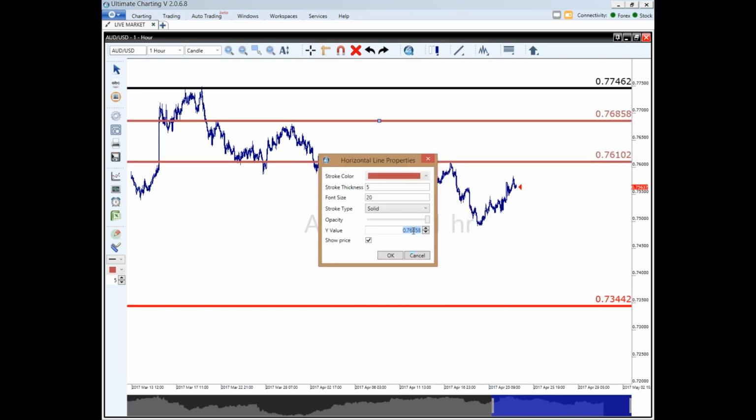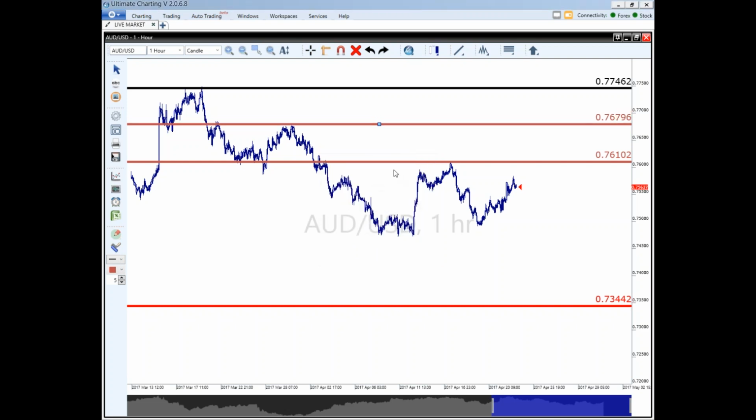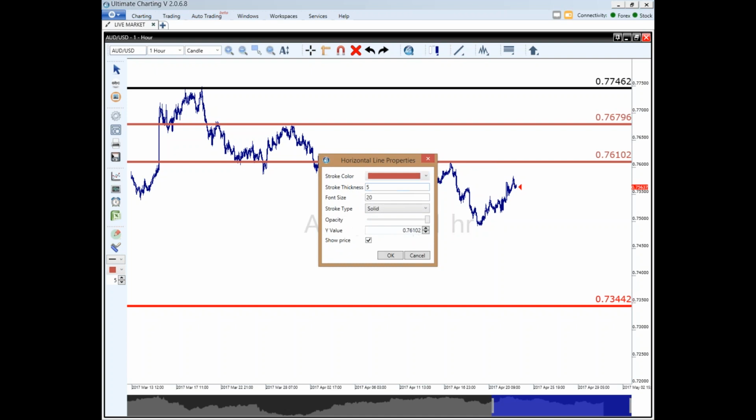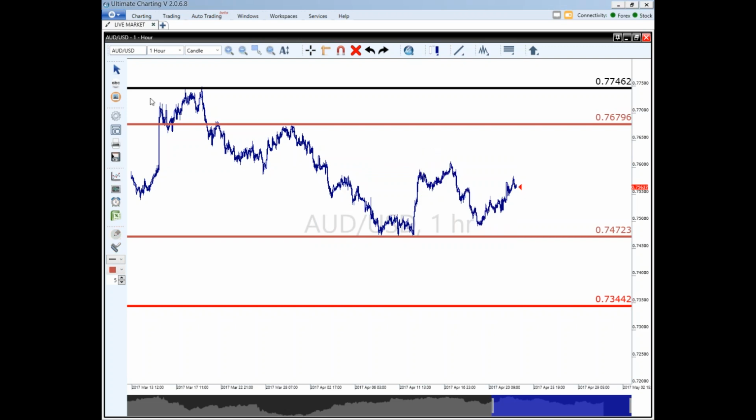The A is going to be at the price point of 0.76796, and the B will be at 0.74723. And again, this is for the daily AB boundary. So this is how I'm mapping this out.